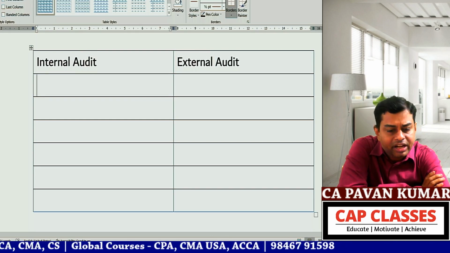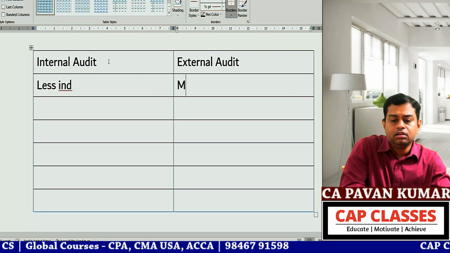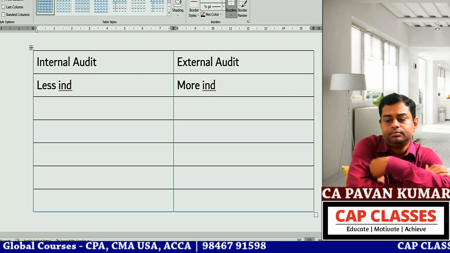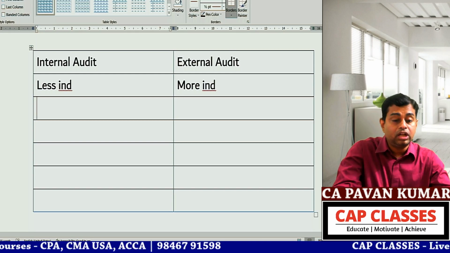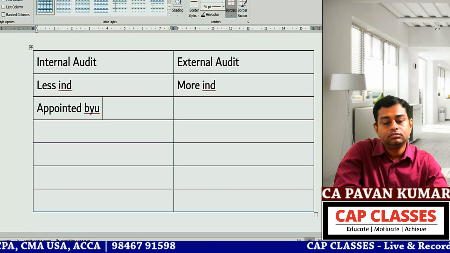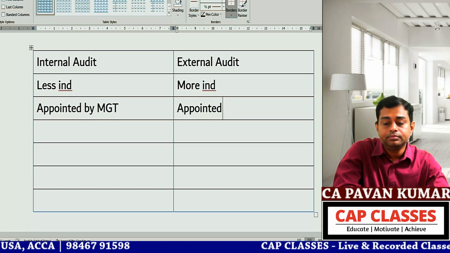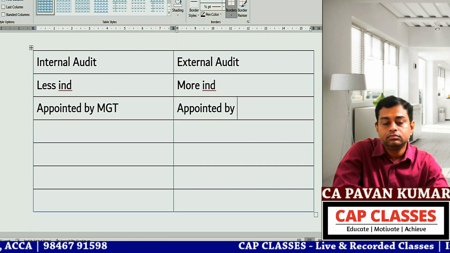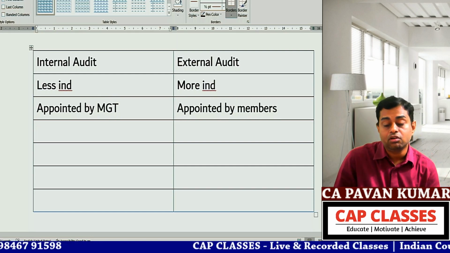Yeah, degree of independence. Okay, so less independent, more independent. Correct. Sri Lakshmi said degree of independence. Appointment. Very good. So tell me, who appoints the internal auditor? Appointed by management. Here appointed by members, owners. Normally members of the company. Okay, next.